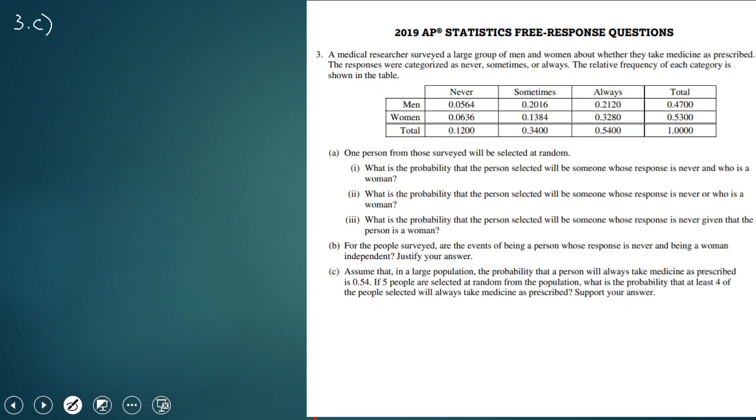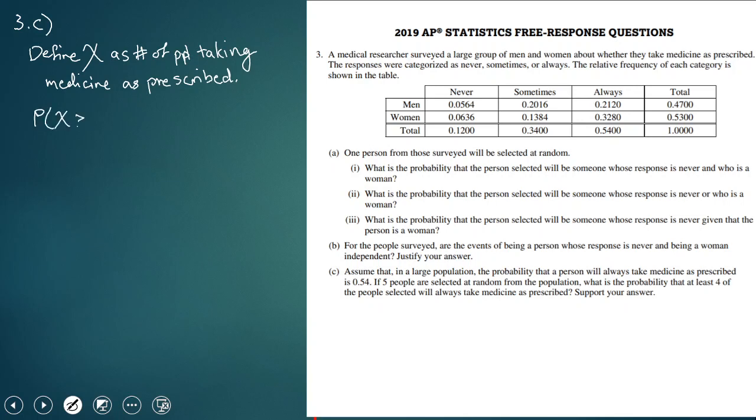And so what we would say is define X as the number of people who always take the medicines as prescribed. So define X as the number of people taking medicine as prescribed. This just helps with the presentation of the final answer, because now what this simplifies to is the probability that X is greater than or equal to 4.